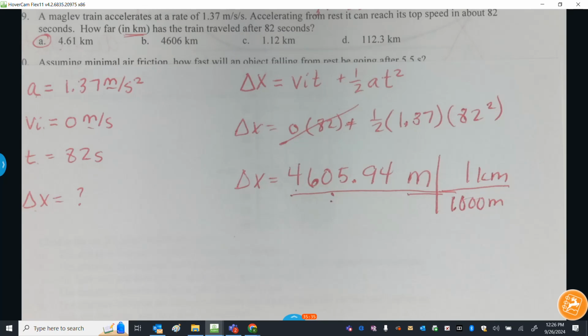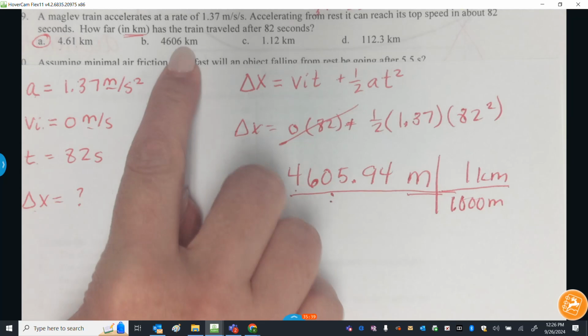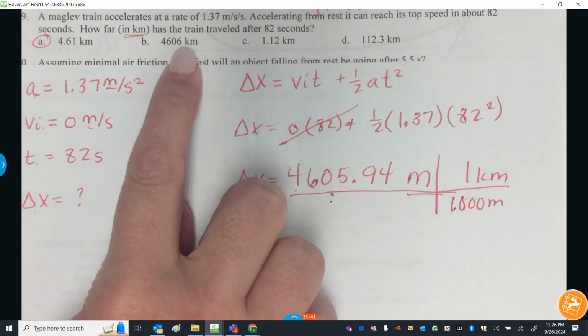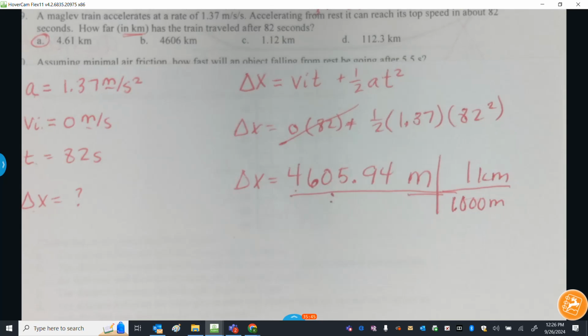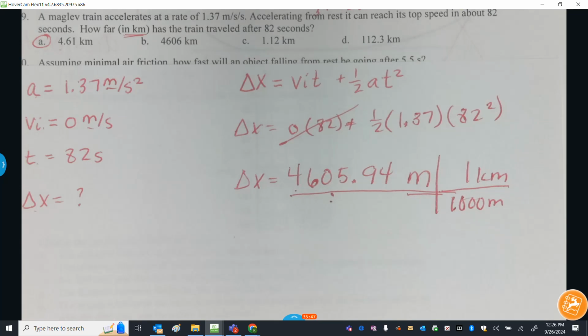If you had thought about it, hopefully you would have realized that that's a ridiculous distance for 82 seconds. I mean, maybe you would have, if you thought about how long 4,606 kilometers is, it doesn't really make sense for something to travel that far in 82 seconds. Just from that standpoint, maybe that helped, I don't know. But just double check your units.